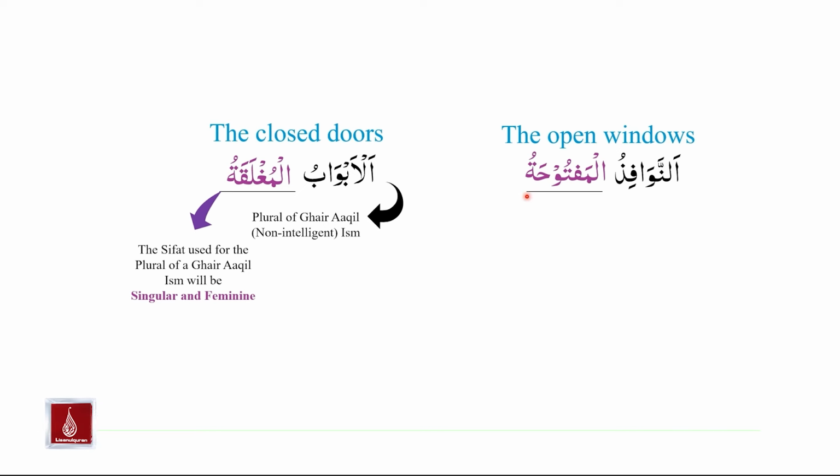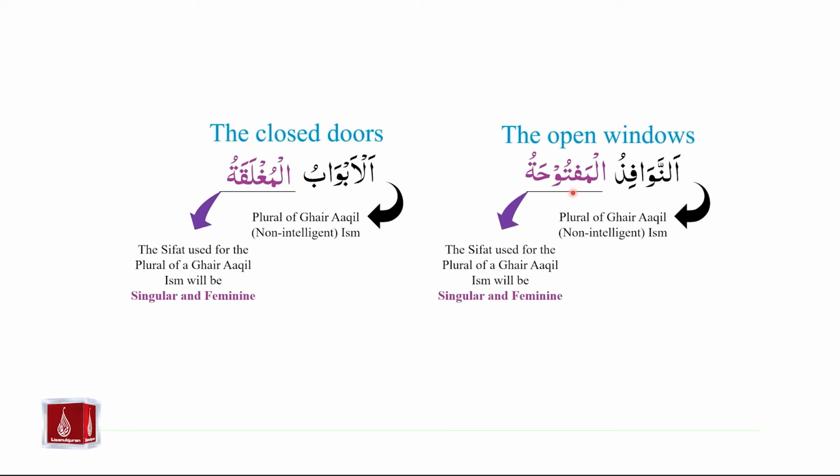An-nawafizul maftuhatu. We are using al-maftuhatu, which is singular and feminine, because an-nawafizu is the plural of a ghair aqil ism. It is the plural of window, and window is ghair aqil. Al-maftuhatu is singular and feminine because it is a sifat and it is used for the plural of ghair aqil ism. Therefore, it will be singular and feminine.